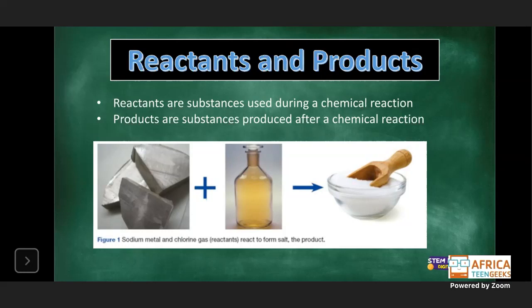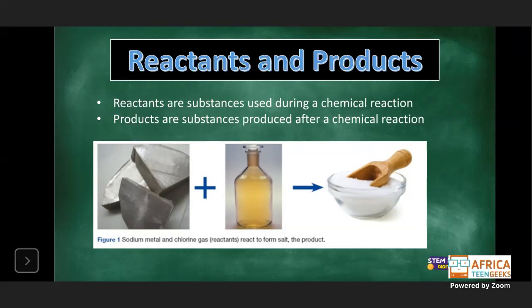Remember, we said in a physical change, the composition of compounds stays the same. And then in a chemical change, the composition of compounds changes, right? So we either have the breaking of bonds or the making up of new bonds. So guys, let us look at reactants and products. Reactants are substances used during a chemical reaction.